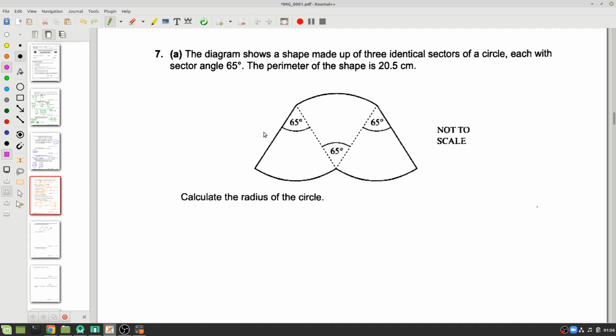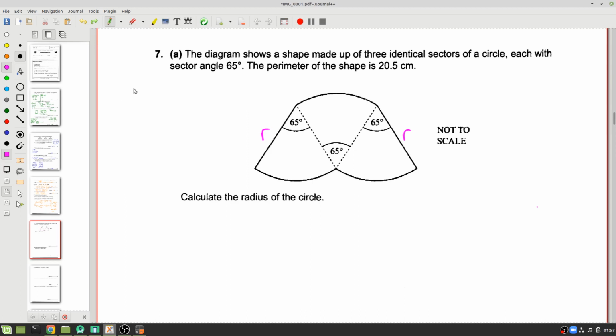So we can see here's one radius, here's another radius. And what else do we need for the perimeter? Well, we need these arc lengths. And since they're all the same, we could just find one of them and multiply that by 3. So how do we find an arc length? Well, an arc length is just a fraction of the whole circumference of a circle.